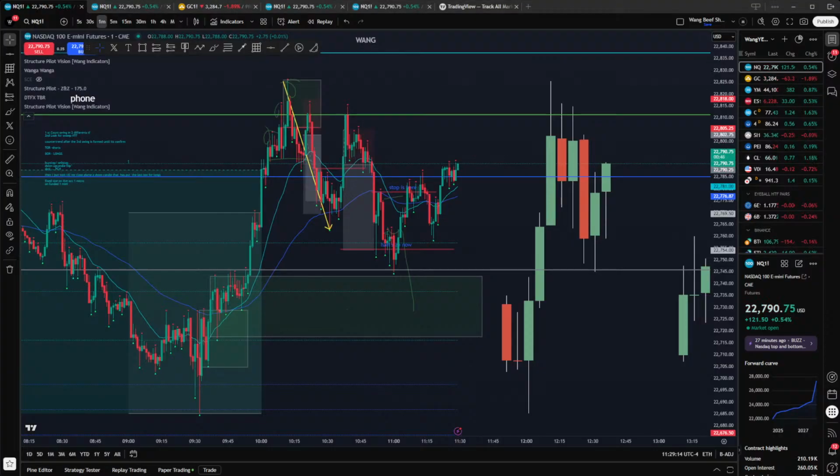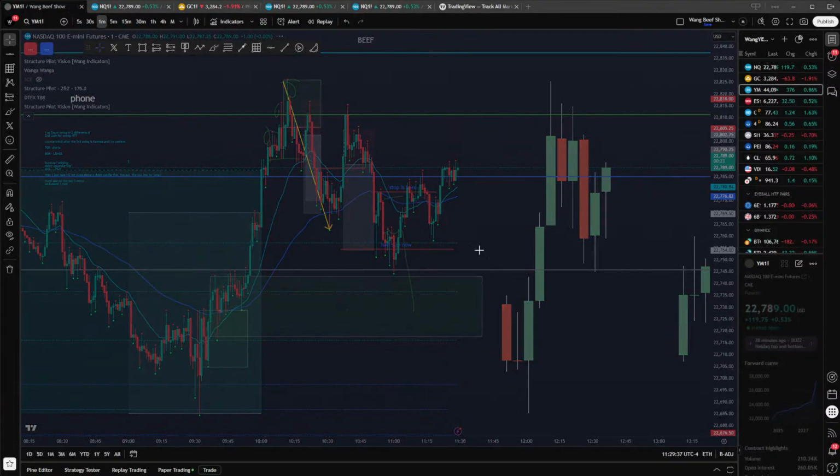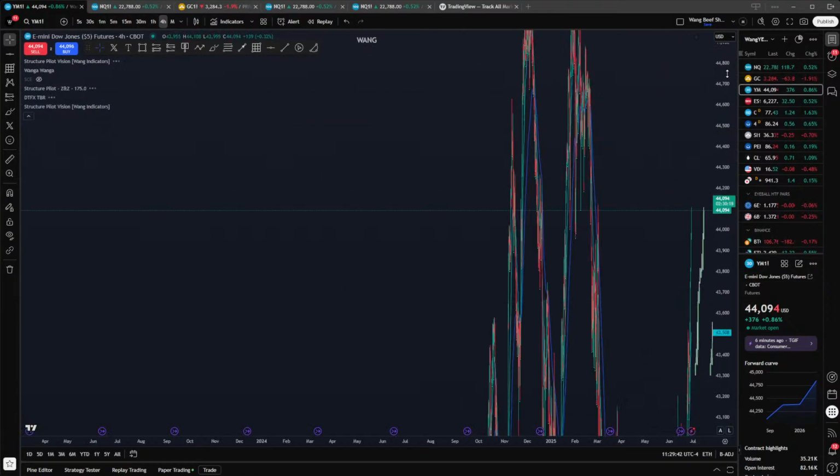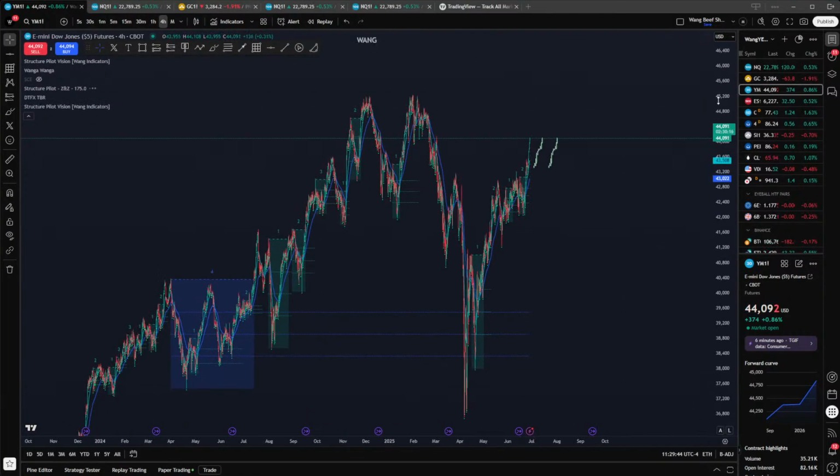Is ES like US30 on indices? No, ES is like SP 500. US30 it's YM. US30 is the Dow. Yeah, this is US30. Let's see what the Dow is doing.